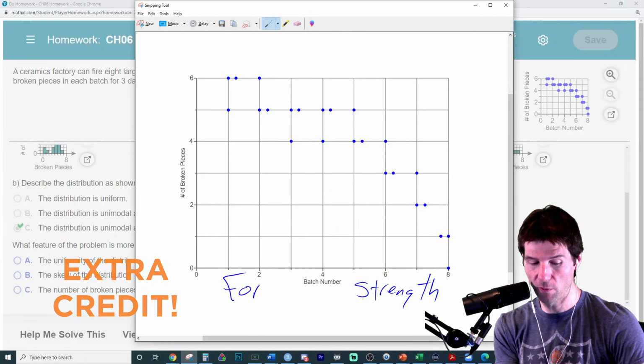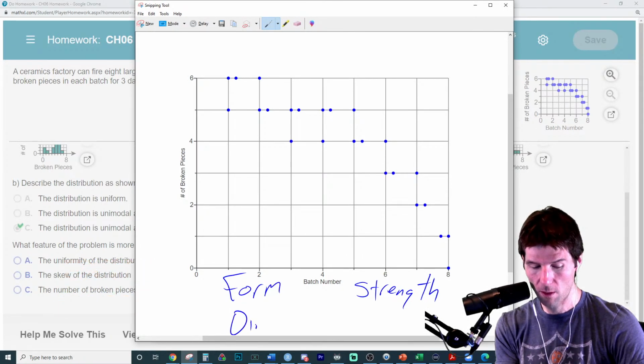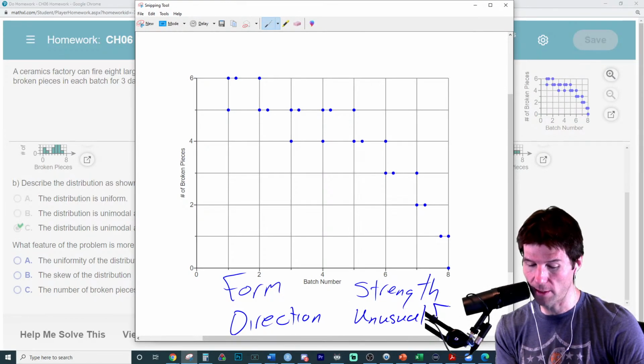We got strength, direction, form. Great job, Tiffany. And unusual features. And unusual features are just outliers. These are the 4 things that a scatter plot shows. Strength, direction, form, unusual features. That's the way I like to say it.